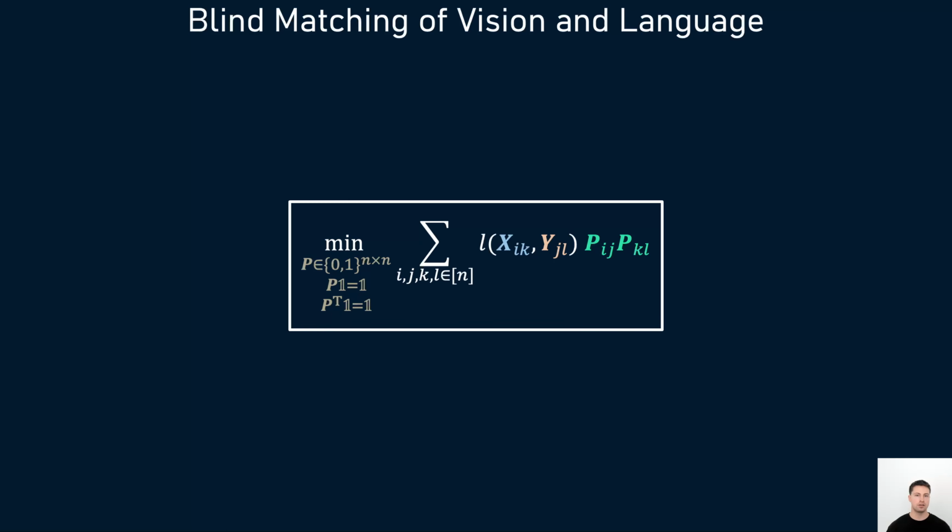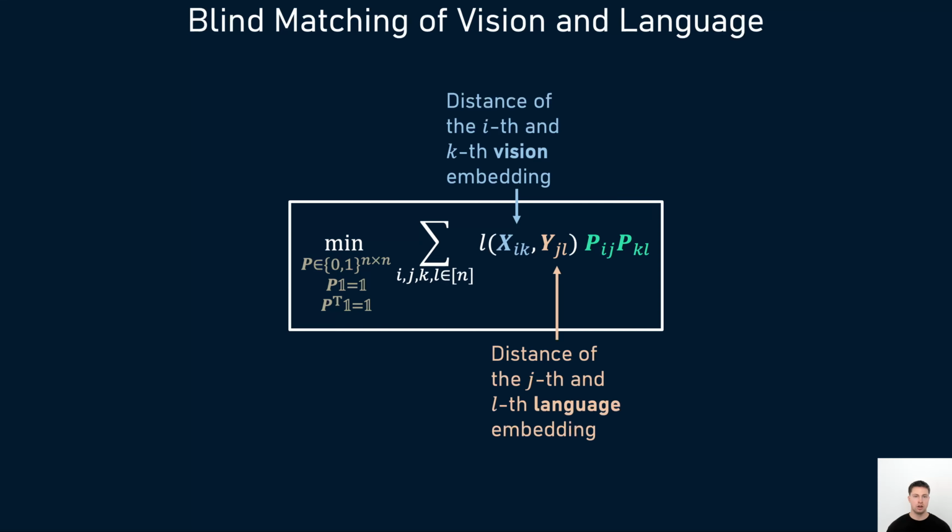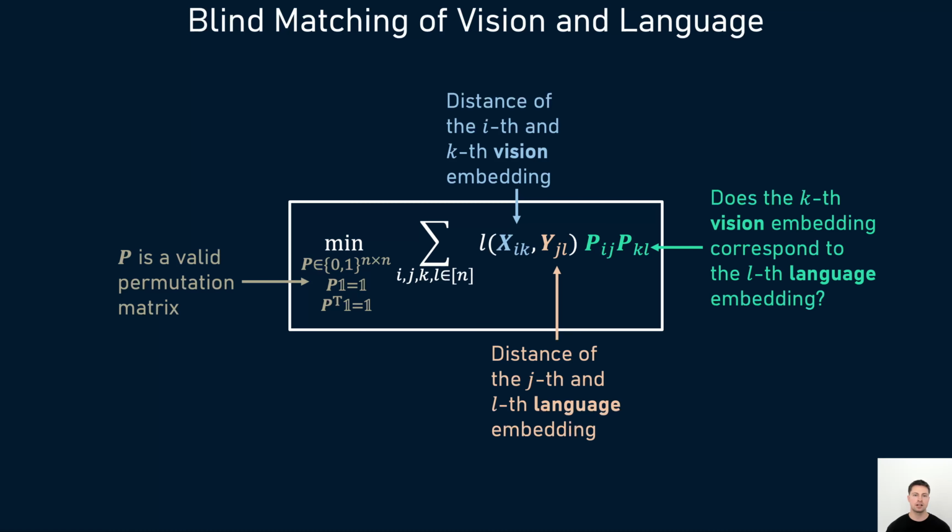We are given a vision distance matrix between pairs of vision embeddings, and the same also for the language embeddings. We optimize over a permutation matrix that is 1 if the ith vision embedding is mapped to the jth language embedding, and 0 else. This matrix tells us in the end which vision embedding corresponds to which language embedding. Altogether, the objective is a quadratic function of the permutation matrices, called a quadratic assignment problem.